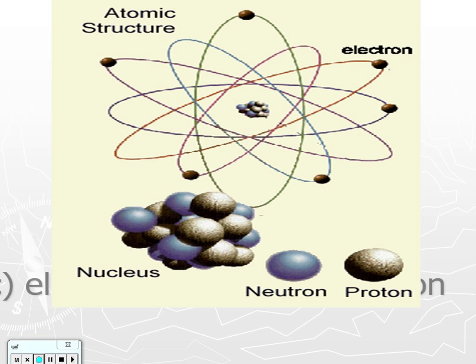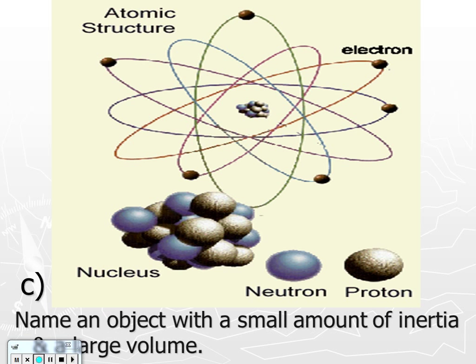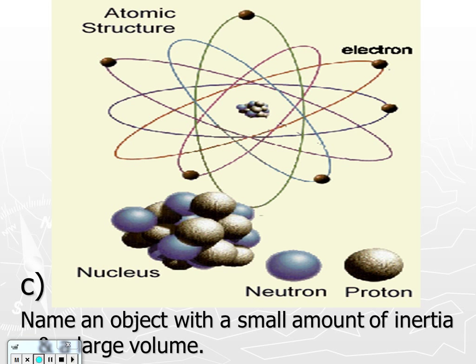So how about an object that has a small amount of inertia but a really large volume? We want to differentiate between inertia and volume. What's an object that's easy to move that's really, really big? Yes, an inflatable pool, before you put the water in it, I assume. Okay, he's on the right track. What are some other things?